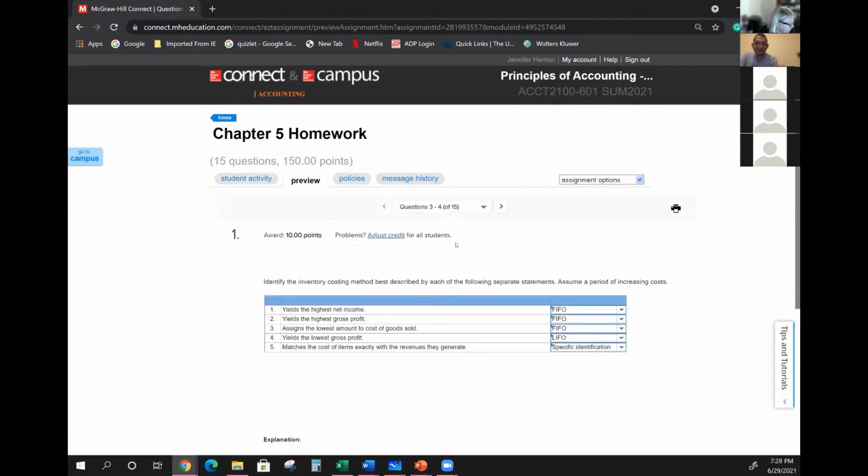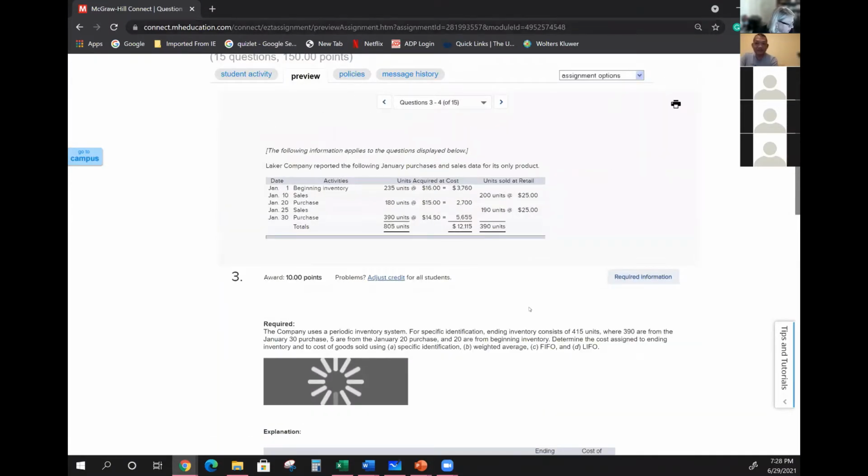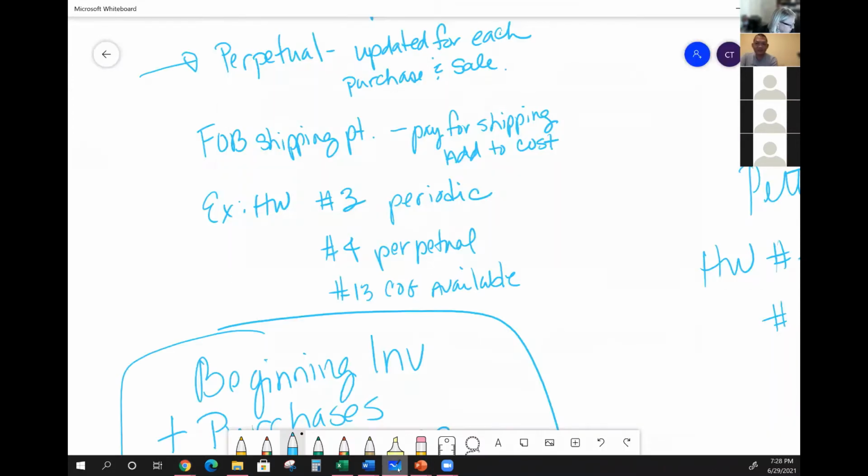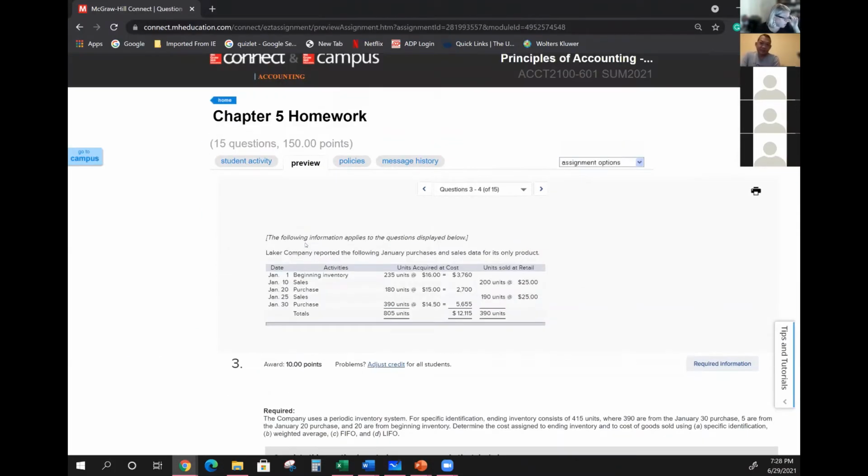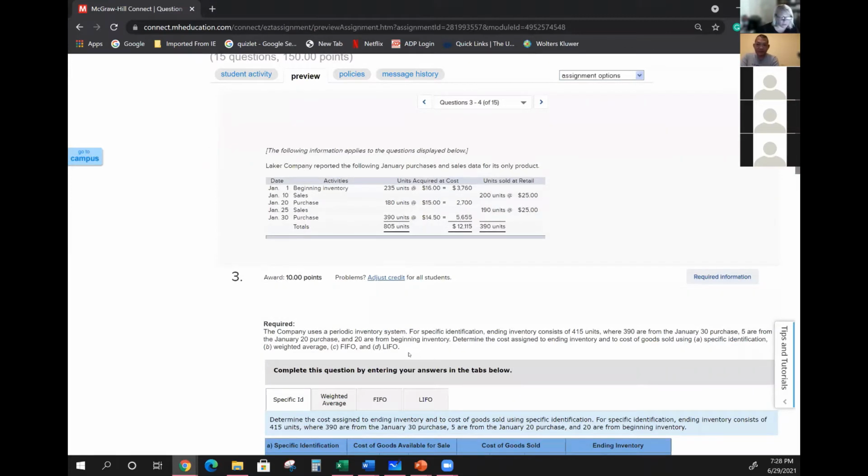All right, so number 3. Did I put a note? Let's see if I have a note. It's periodic, which means we're going to be looking at this at the end of the period. We're not going to be looking at it as it goes. Okay, so they tell us that we have Laker Company. They reported the following January purchases and sales, and they give us all the data. They want you to use the periodic inventory system, and we're going to do specific, weighted average, FIFO, and LIFO. So it's all 4 methods to use.